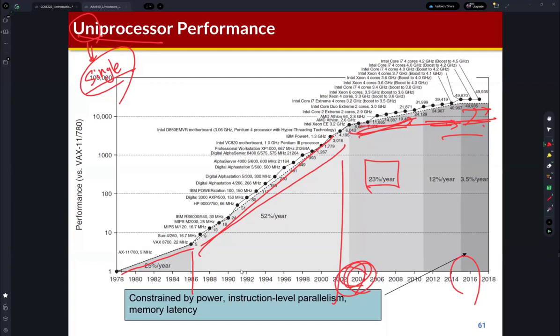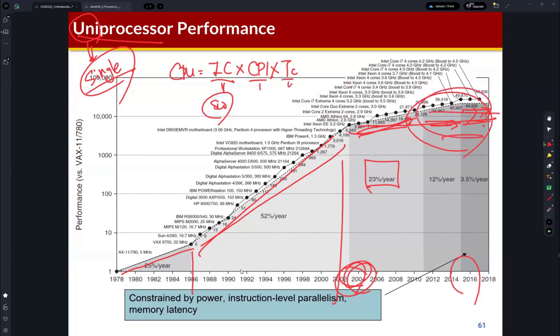But you may think, oh, really? Why? We learned about the CPU time, right? CPU time is the instruction count, CPI, and TC. The instruction count is determined by software. CPI is nearly saturated. TC is nearly the same. So CPU time is the same. How can we increase the performance?